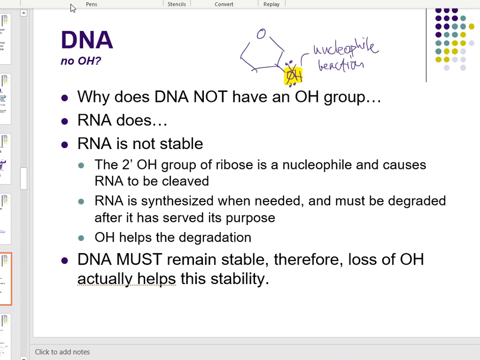So DNA has made the decision: listen, if we can get rid of this, and if we do not need that nucleophile out there with that OH group, then we just need to kick it to the curb. We need to get rid of it because it's going to cause us some problems later on down the road.